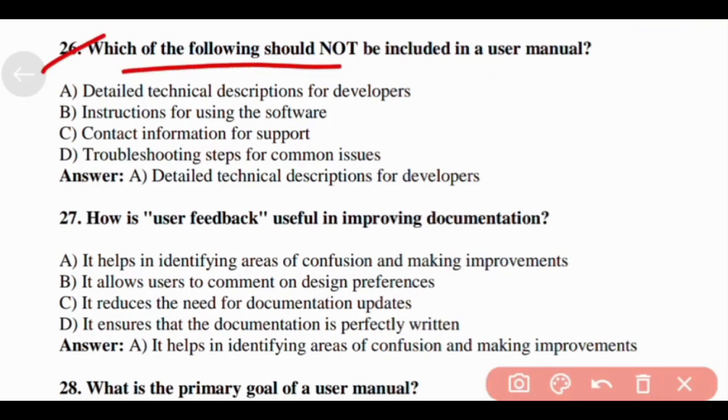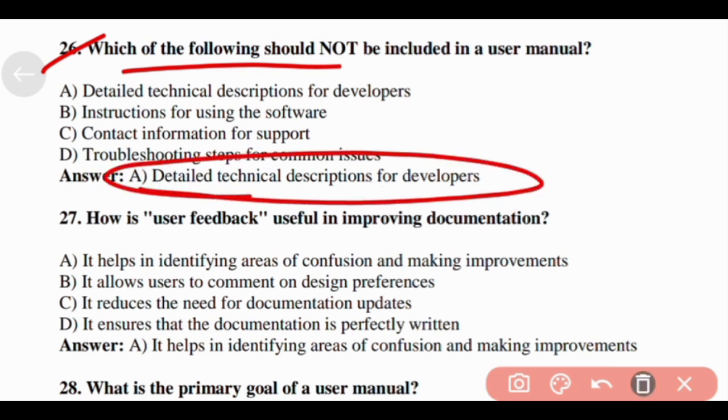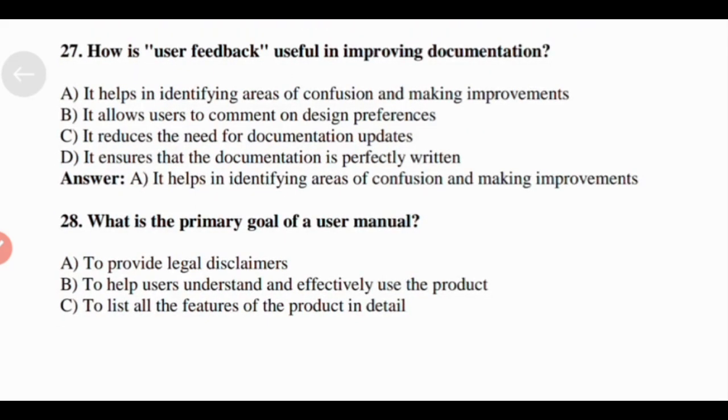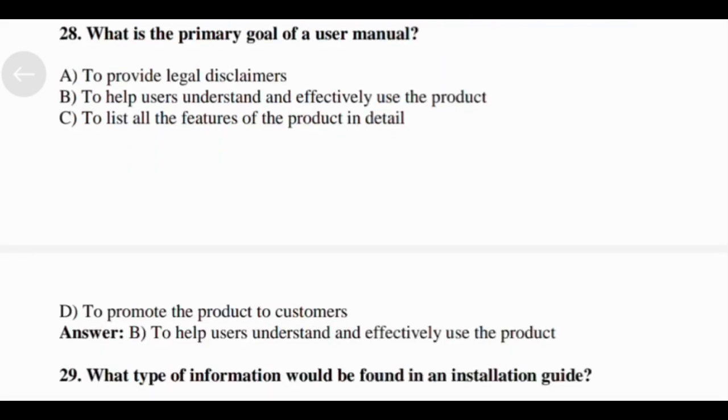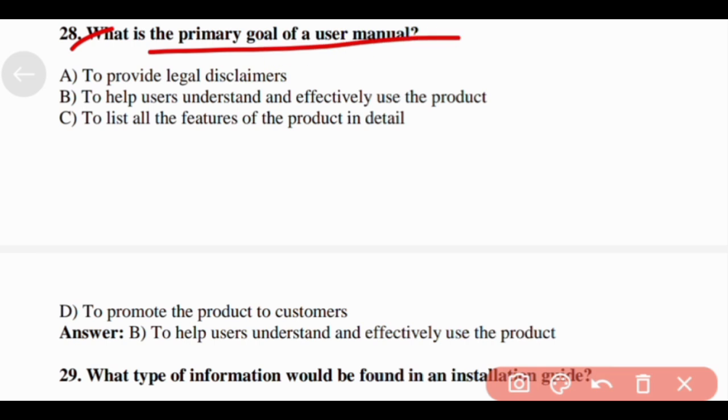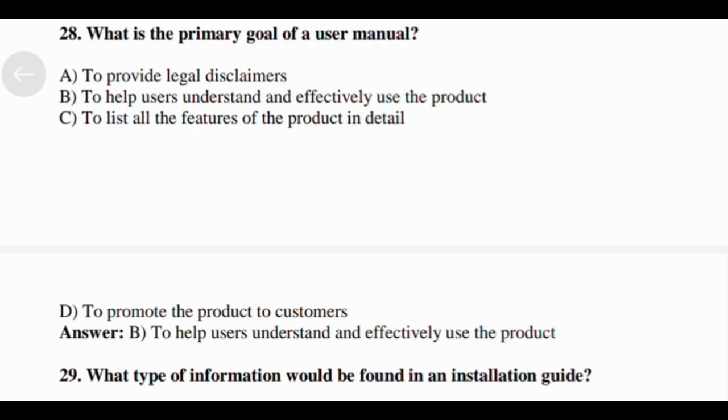Which of the following should not be included in a user manual? Detailed technical descriptions for developers. How is user feedback useful in improving documentation? It helps in identifying areas of confusion and making improvements. What is the primary goal of a user manual? To help users understand and effectively use the product.